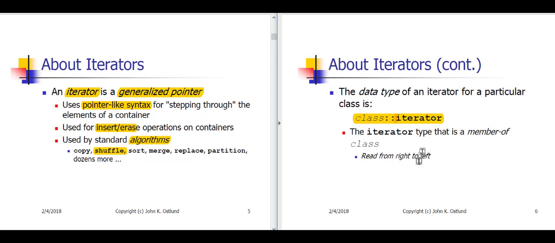So we read this by saying that the data type for an iterator is iterator that is a member of some container class. And I see that my notation here says read from right to left. Well, of course, that should be read from left to right in the usual way, so I'm sorry for that typo.